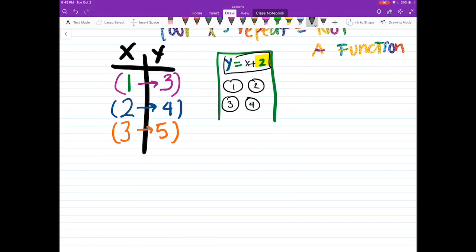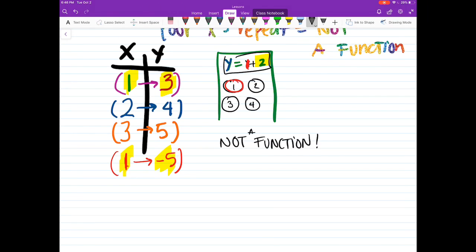So now, what if this happened? What if I picked 1 again? So that means I put a 1 in here, and what if I got -5? Didn't I just get something totally different? 1 is supposed to go to what? 3. 1 went to -5. Oops, not a function.